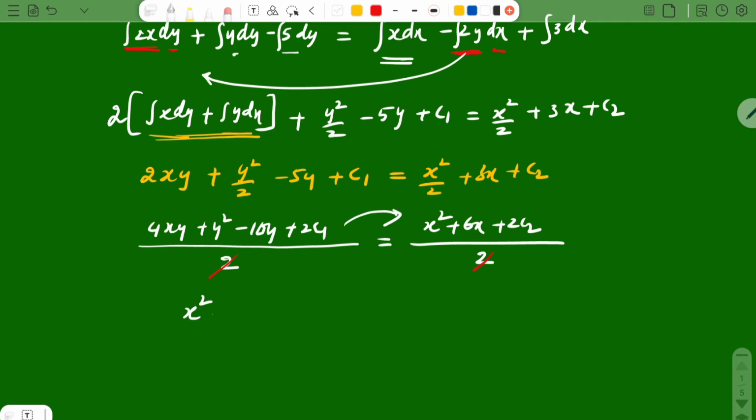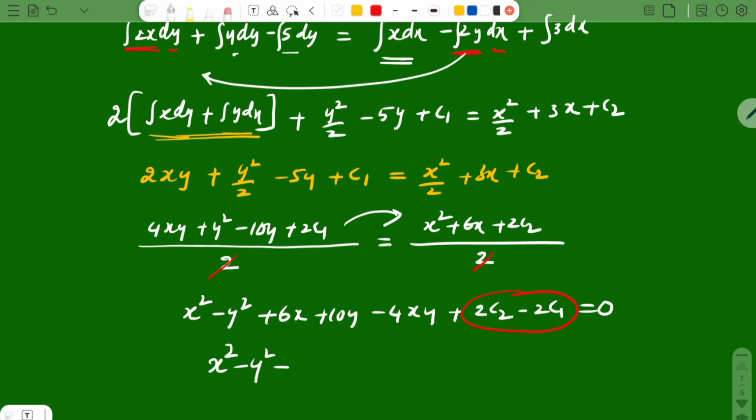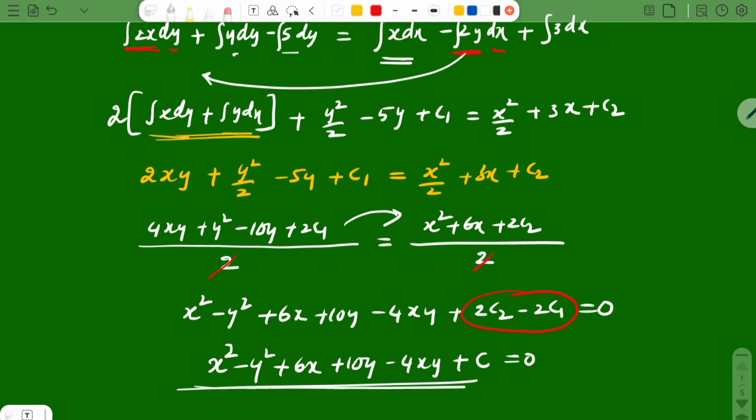Therefore x square minus y square plus 6x plus 10y minus 4xy, and 2 into constant 2 minus 2 into constant 1, which is equal to 0. And these both together are a constant, so a difference of constants is also a constant only. Therefore the final answer required is x square minus y square plus 6x plus 10y minus 4xy plus constant is equal to 0. Therefore this is our required differential equation solution.